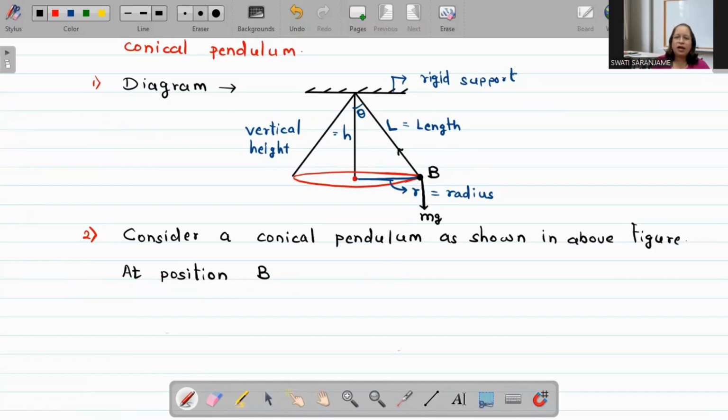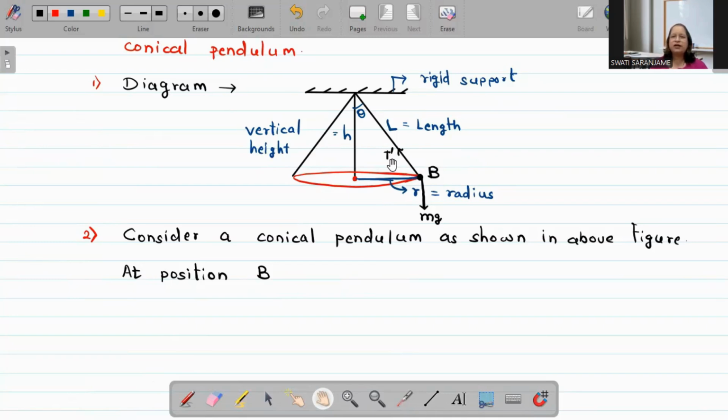Now, as the bob is attached with the string, naturally the tension which is developed in the string acts towards the support. The tension T dash gets developed along the string and its direction is always towards a fixed support. So as the bob of the pendulum is performing uniform horizontal circular motion, let us find out which force is providing a necessary centripetal force to keep continuing the circular motion of the pendulum.